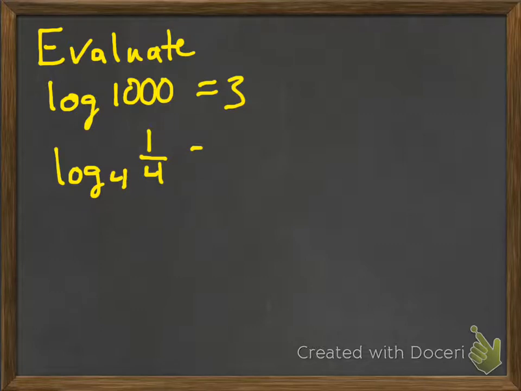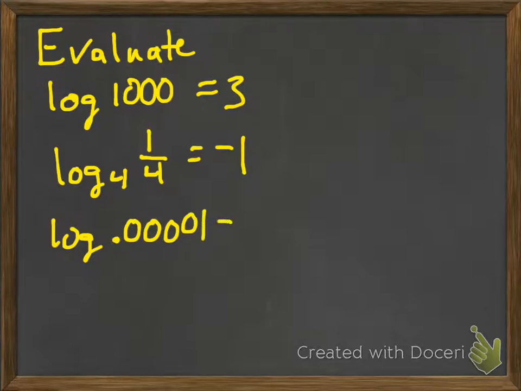Log 1/4, or log base 4 of 1/4. Okay, what exponent would give me 1/4 when I'm raising the 4 to a power? Well, think about it. First off, it's a fraction, so that's a negative. And then you're going, well, 4 raised to what gives me 4? Well, 4 to the first power, so then it would be -1.